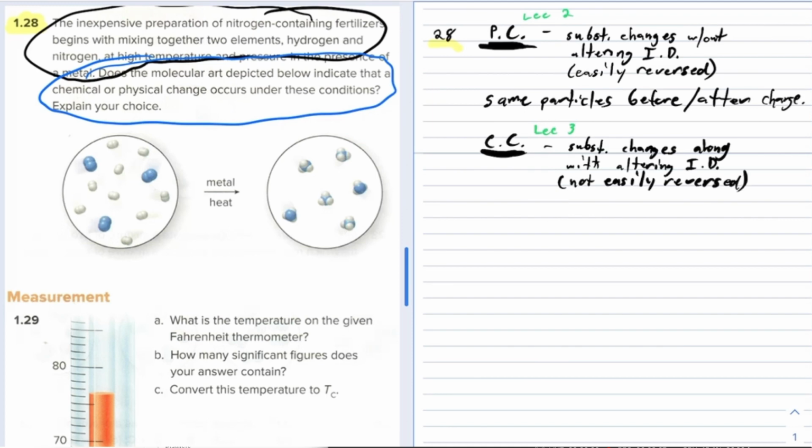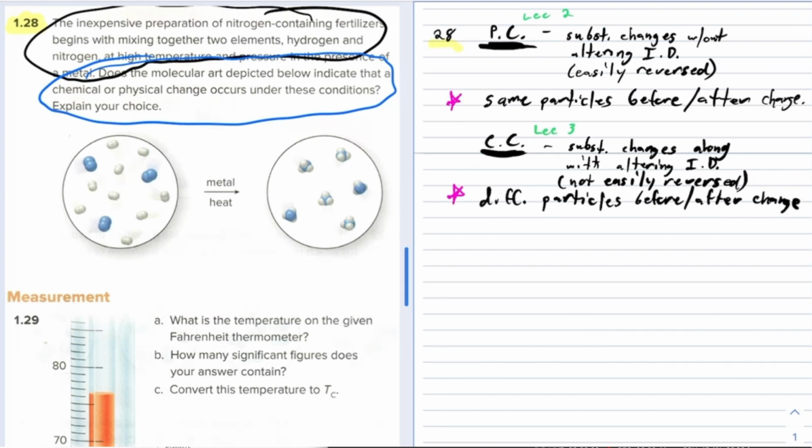But a little bit more information here. You have different particles before and after the change. It's this last thing that's going to be key here. So I'm going to put a little star here and star there.